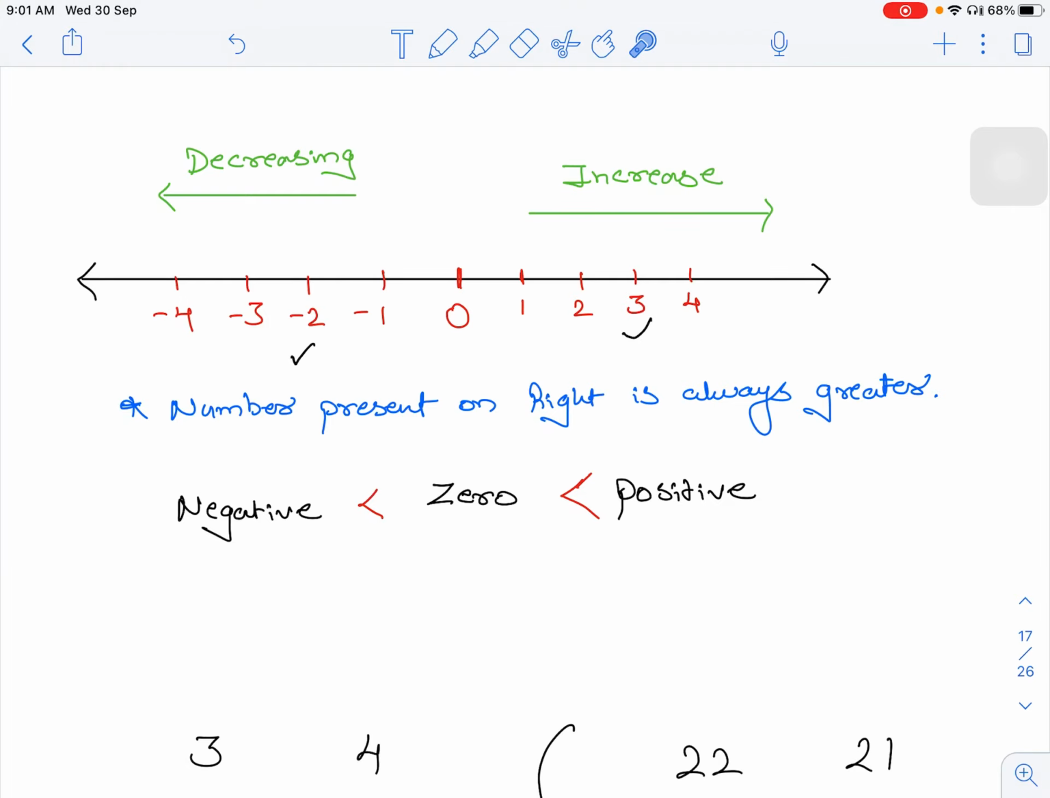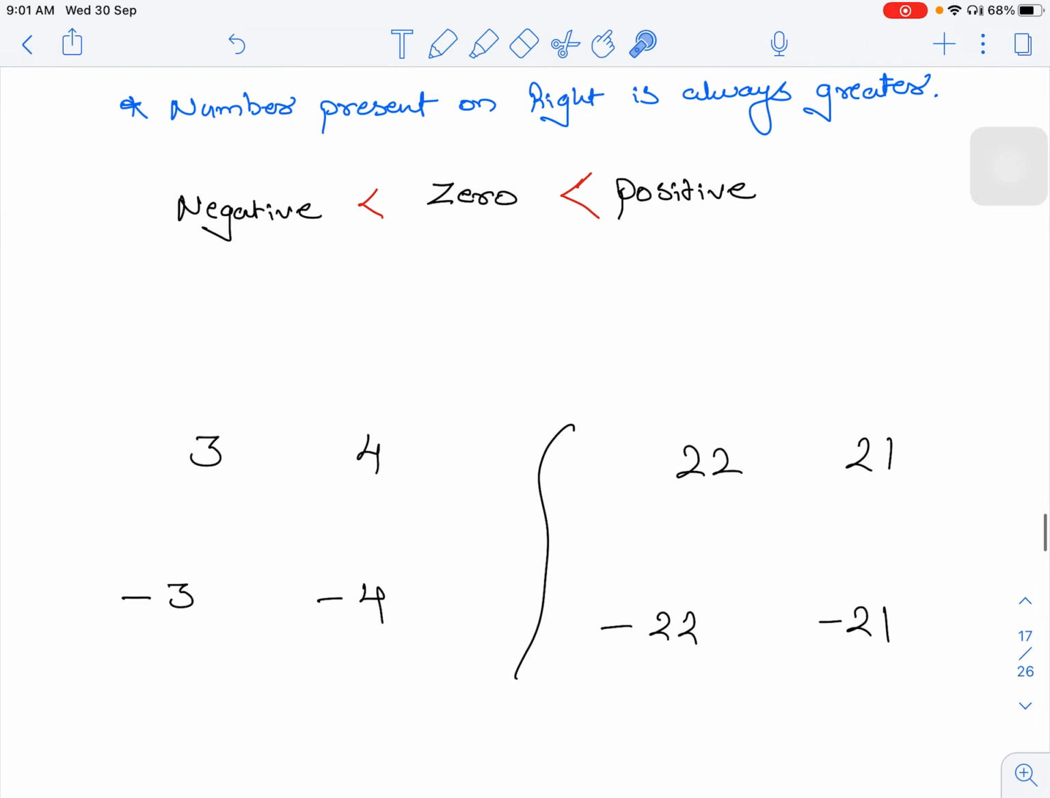So let us see some integers now. Here, for example, we have 3 and 4. Which one is greater? Clearly 4 is greater than 3, so we can write it in this way. Now between minus 3 and minus 4, which one is greater? We know that 4 is greater than 3, so when it becomes minus, it is smaller than minus 3. So right now minus 3 is greater than minus 4.